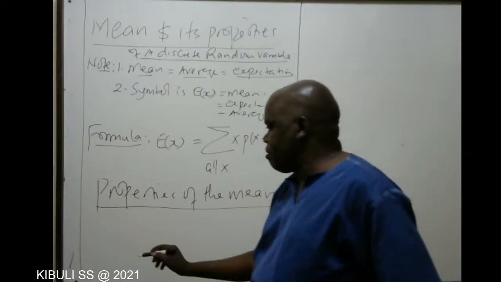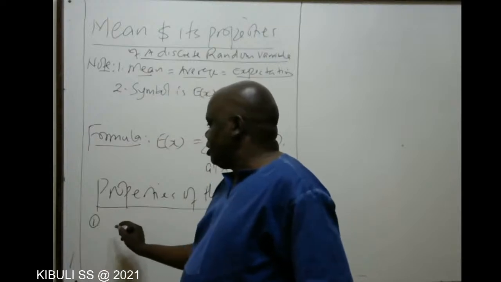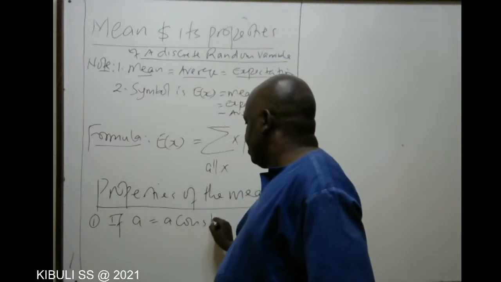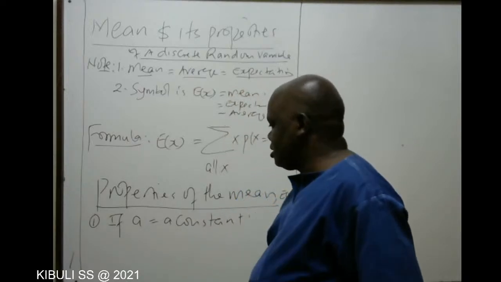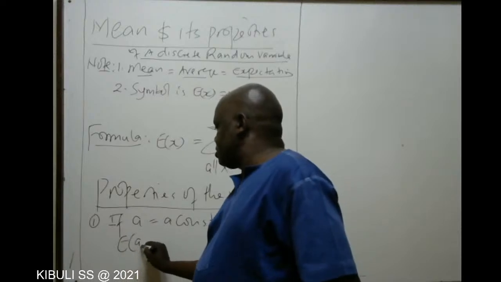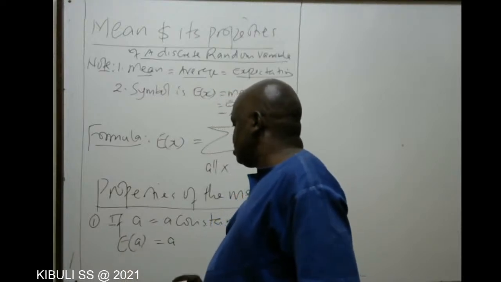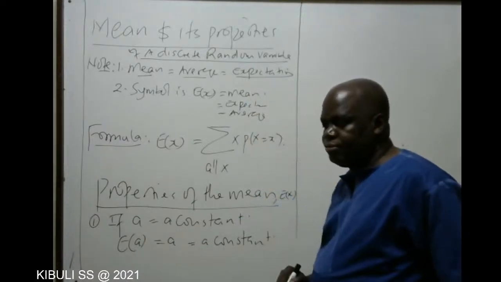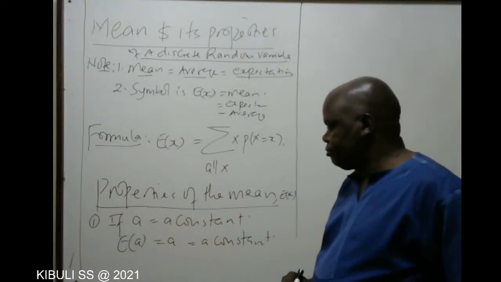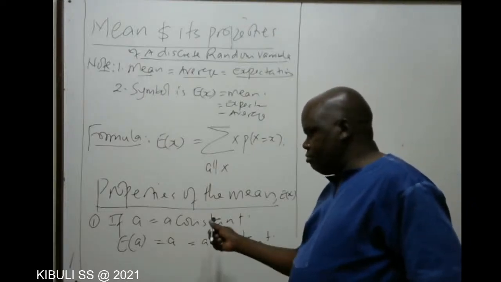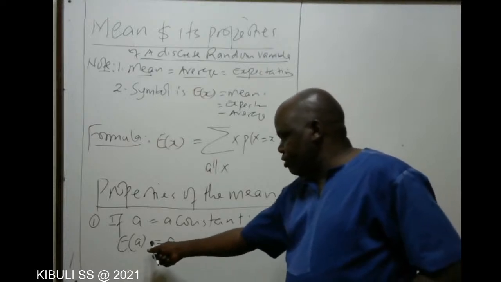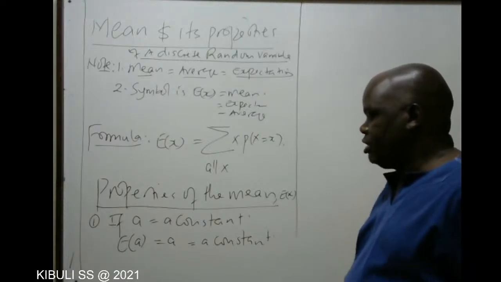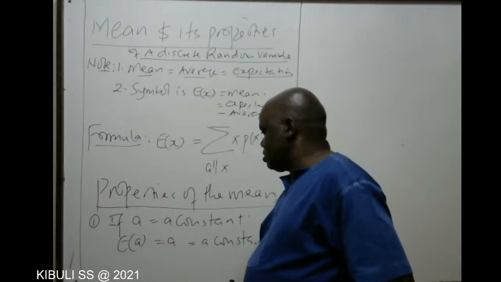Now, property number one is that if A is a constant, the expectation of a constant is equal to a constant. Is equal to what? A constant. That's property number one. And for principal math students, you need to be able to prove that expectation of a constant is a constant. You need to be aware and be able to show that the expectation of a constant is a constant.